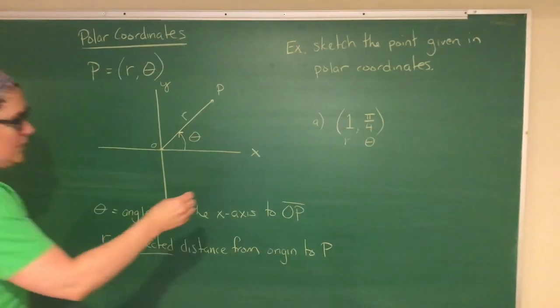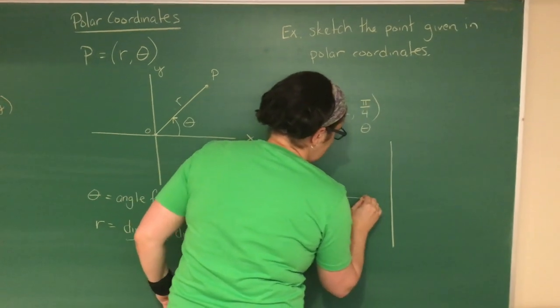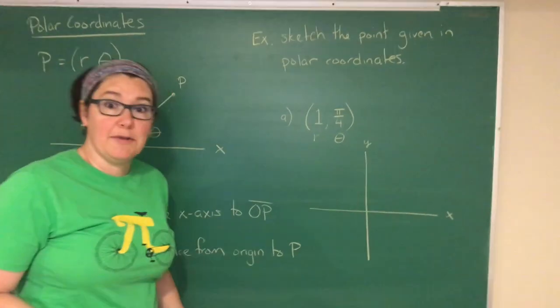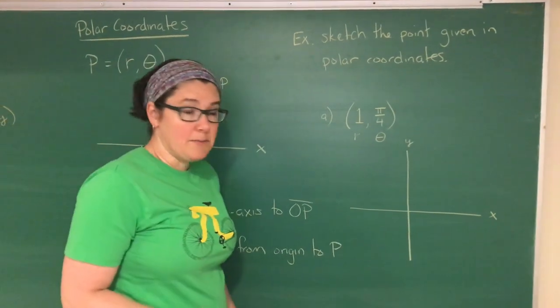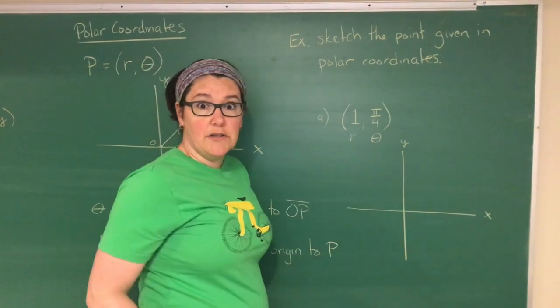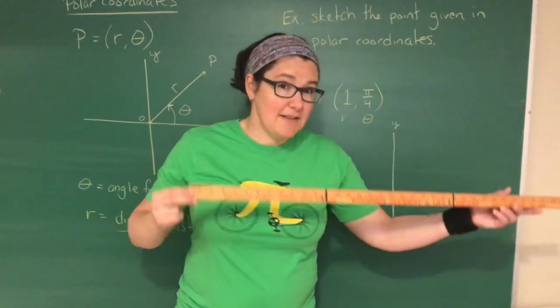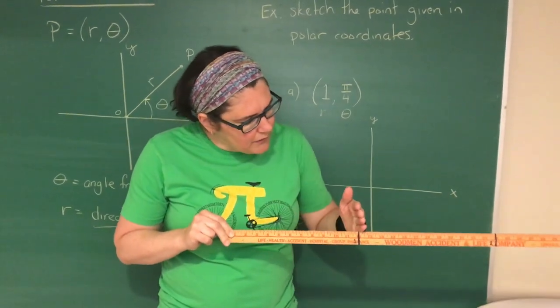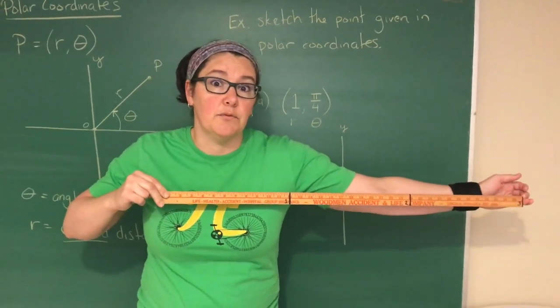Now, when we start, I start by drawing the xy plane, because typically we draw the polar coordinates on the xy plane. Okay? And usually when I start to look at one of these problems, the first thing I do is I look at the angle. And in this case, the angle is pi over 4. Now, I have this handy dandy ruler, and I have some markings on this ruler. I have a distance of 1, a distance of 2, and a distance of 3 on this ruler.